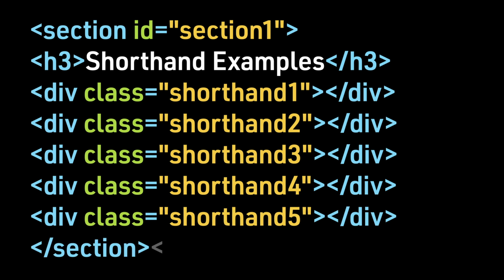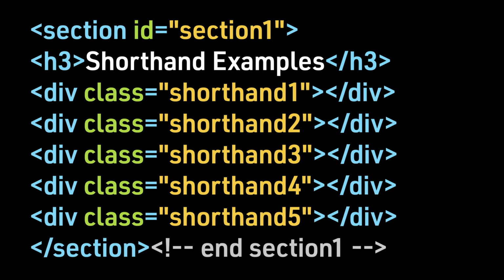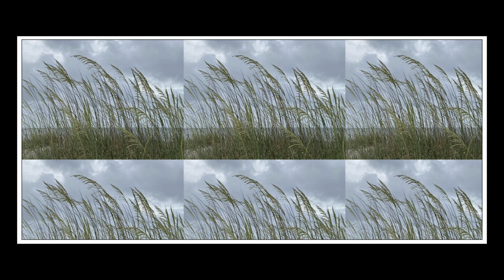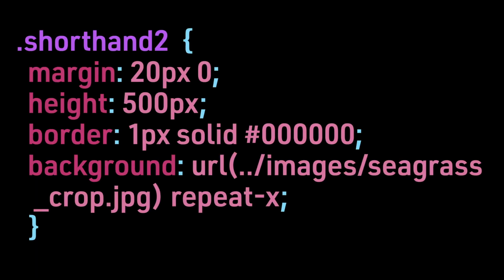Here is the HTML for our examples. We are using class attributes so our CSS can be targeted. Here is the CSS for using a background color fallback and background image. We will be keeping the margin, height, and border the same from example to example. This is how it would display. The image repeats because the default is for an image to repeat, and we have not instructed the image not to repeat. Here's the CSS for using a background image and background repeat.